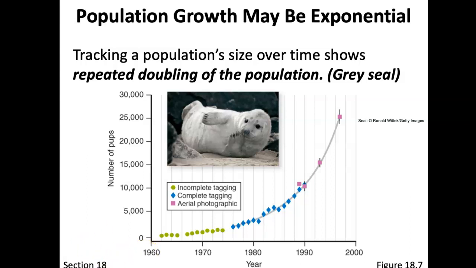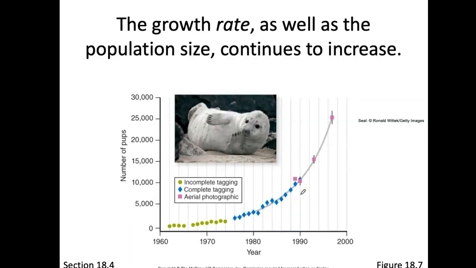And notice here they had incomplete tagging at first, just because in the 70s we weren't as good at tagging animals. Complete tagging came mid-70s to 90s, and then after that we had really good photography with drones that you could actually photograph. So it's different ways that they measured it, but still they were able to get these populations of this animal that's definitely on the rise.